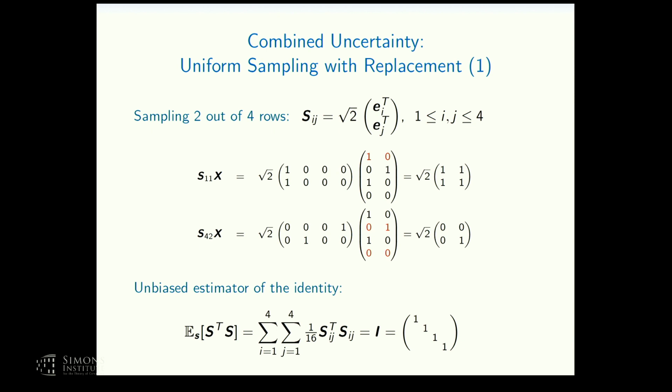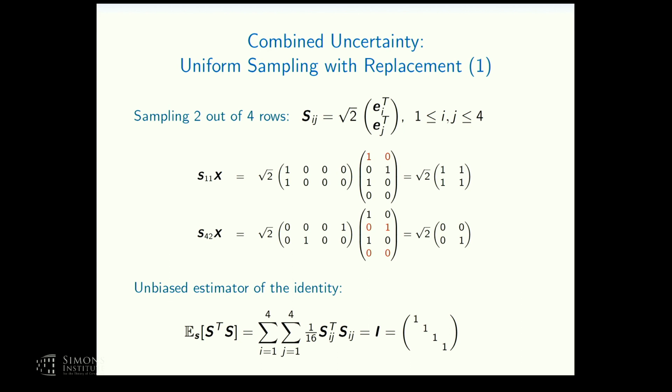Okay, so in general, one doesn't have a fixed sampling matrix. So here we are doing uniform sampling with replacement. We are sampling 2 rows out of 4. So S_ij denotes the various instances of the sampling matrix we can get. So the first row of S can sample any of the 4 rows of X. The second row of S can sample any of the 4 rows of X. So we have 4 times 4, 16 possibilities. So S11 says that, because it's with replacement, it samples the first row of X twice. S42 samples the 4th row of X, and then the second row of X.